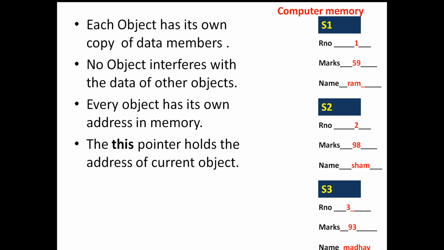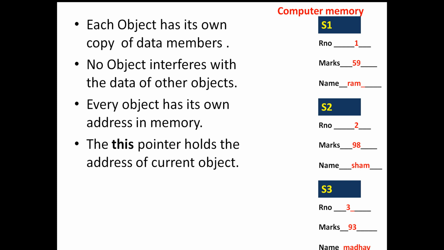So in this way every object has its own copy of data members. No object interferes with the data of another object. Every object has its own address. S1 has its own address, S2 will have its own address, S3 will have its own address.